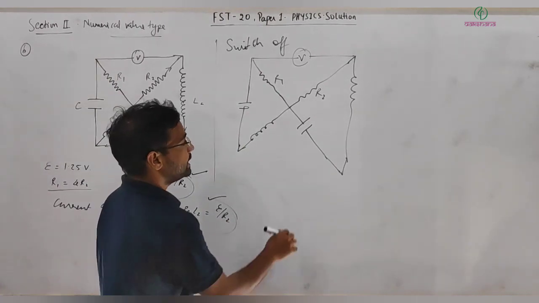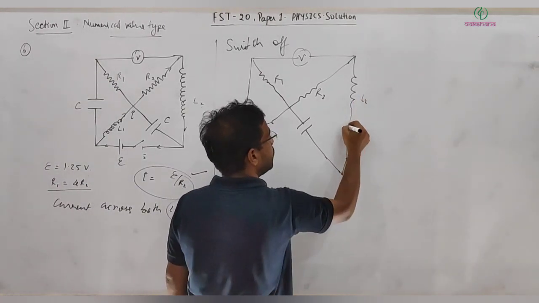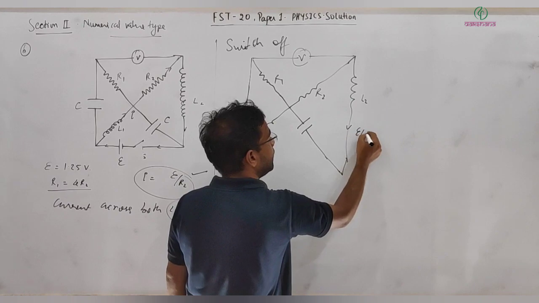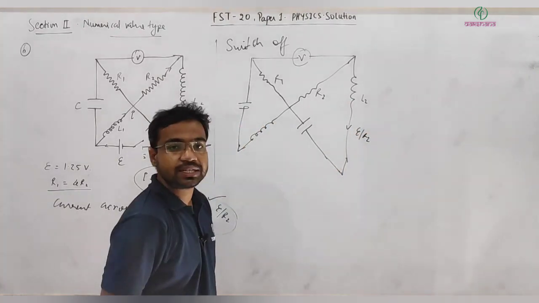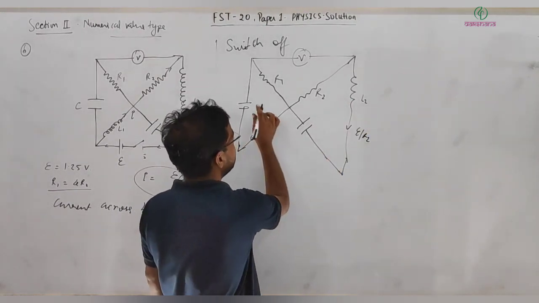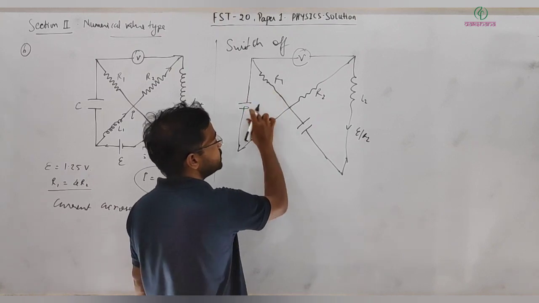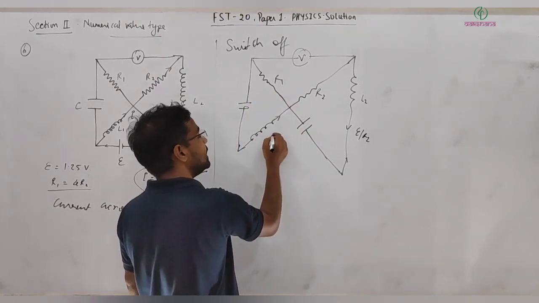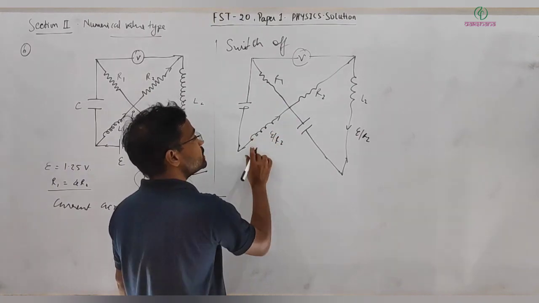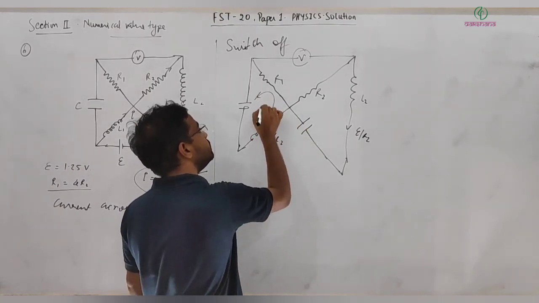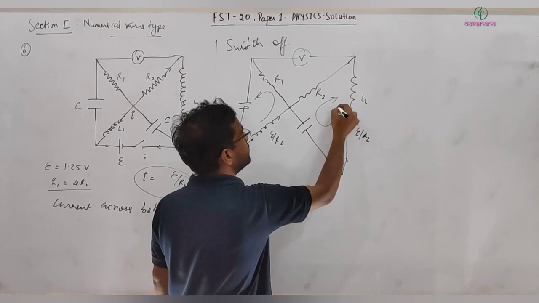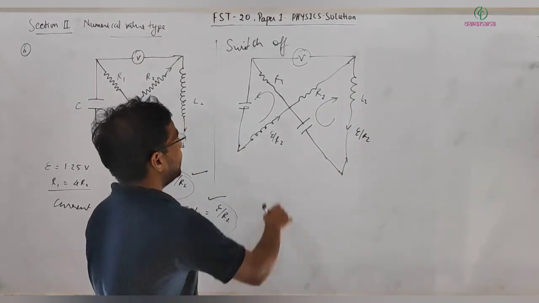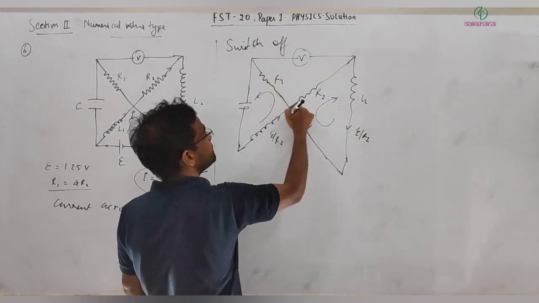Now see here, because of this inductor L2 and the current is E by R2, the current across the inductor doesn't change, and this current can't flow in this arm. Another thing is the current here will also be E by R2 across this, so we can say there will be one current this way and another current this way. Then in this arm, the current will be flowing this way and that way.